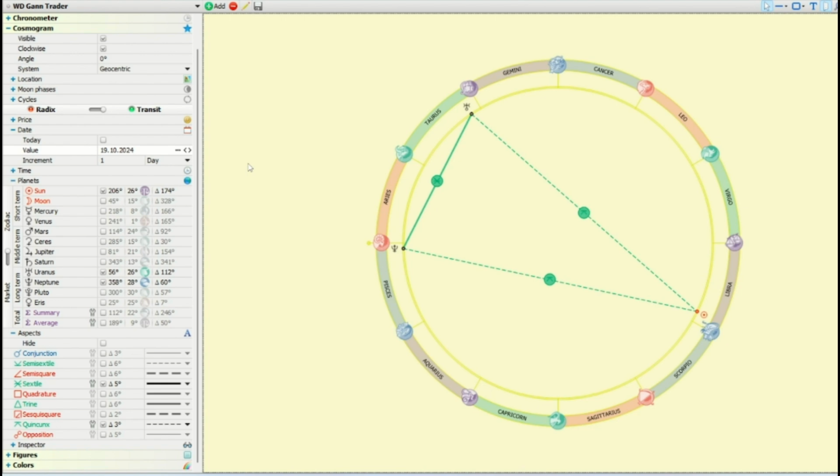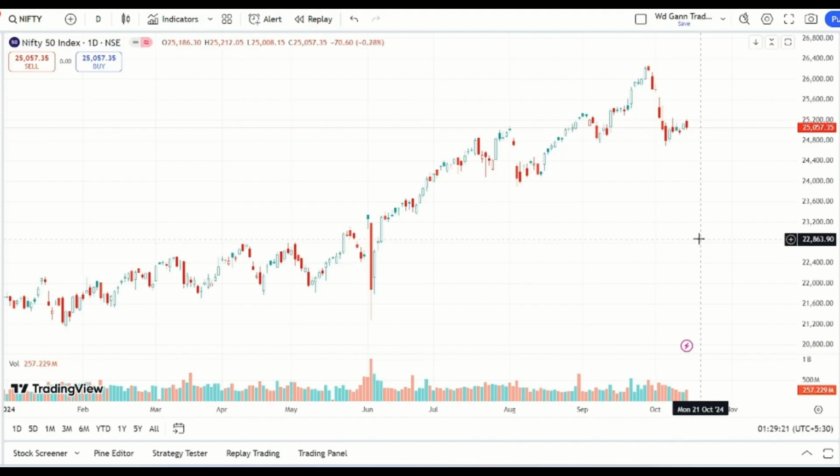So let's mark it on the TradingView app. Open the TradingView app and mark the date of 19th October 2024. Here you can see that 19th October 2024 is a holiday, so we will consider the next date, which is 21st October 2024. Let's mark it with a vertical line.